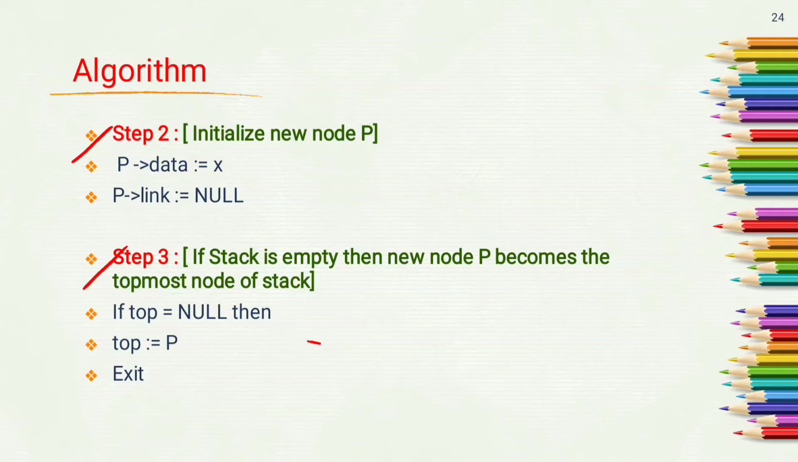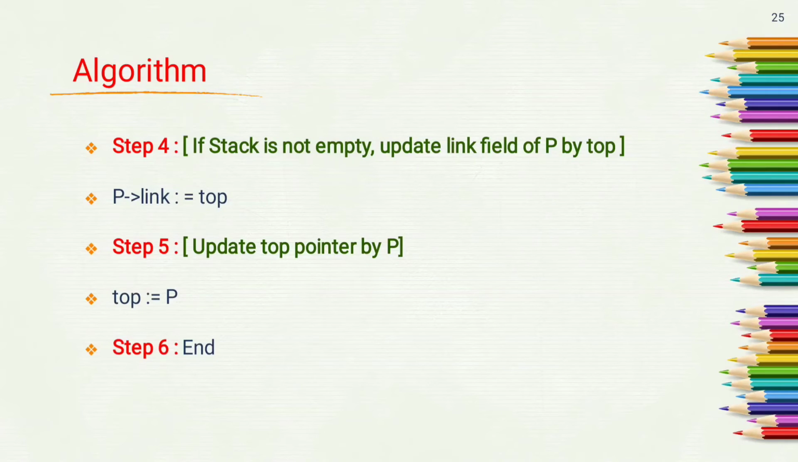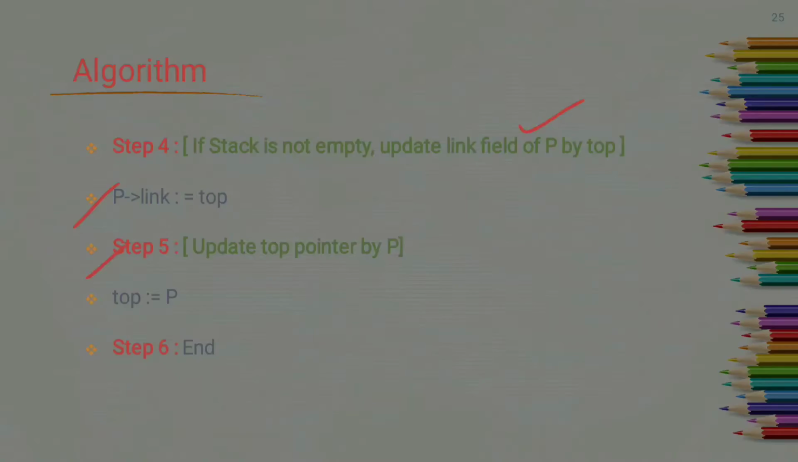So we have to store address of p into top by writing top colon equals to p and exit from this algorithm. But if stack is not empty, then we have to update the link field of p by top by writing p arrow link colon equals to top, and now update the value of top pointer by p by writing top colon equals to p, and step 6 is END.